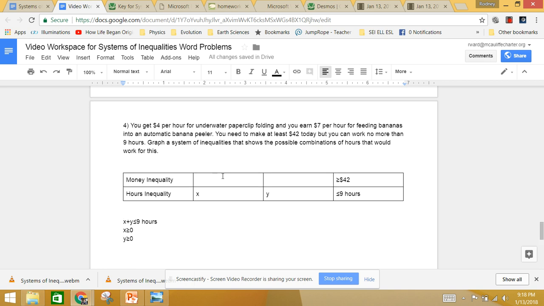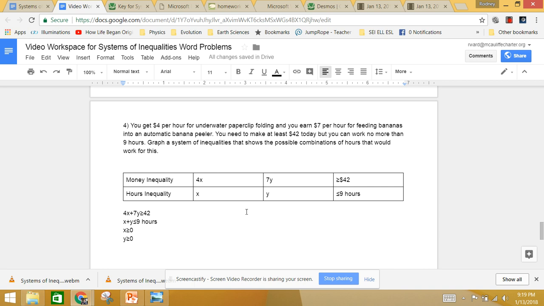All right, now we've got to deal with the money piece. So we make $4 per hour for X hours. So 4X is the amount of money we make for underwater paperclip folding. We also make $7 per hour with the automatic banana peeler. So 7 times Y hours will equal the money we make there. So now I have this inequality: the sum of 4X plus 7Y is greater than or equal to $42.